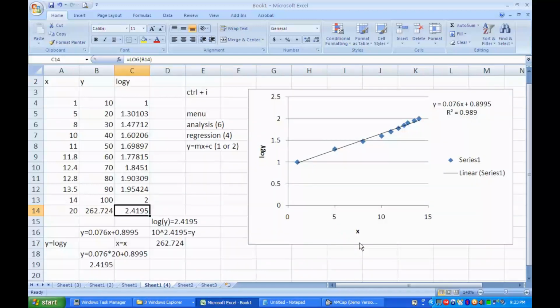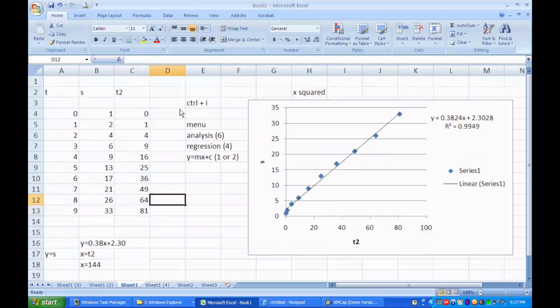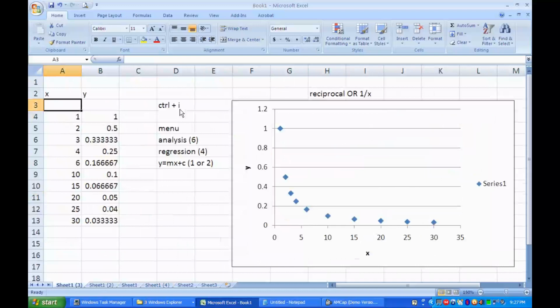I'm going to give you one more example of this sort of stuff. Okay, so we were just looking at linearizing data using the log function. We'll do one more example. We'll go back to the first one we made of reciprocal data.